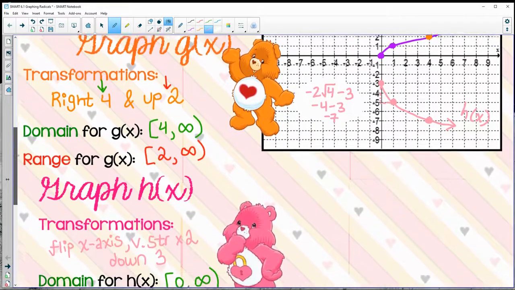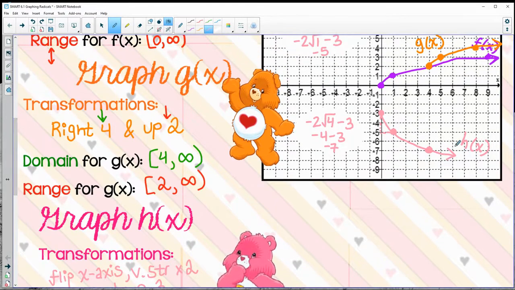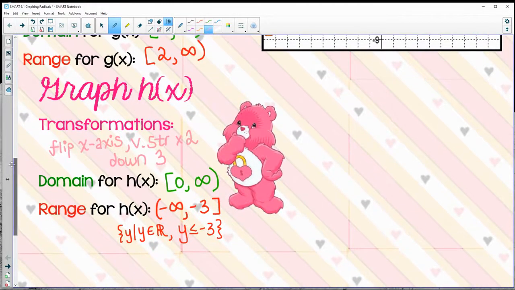All right, and I can see, okay, there's all my transformations, and there's where the range is. Bottom, so -infinity up to -3. But we can also see that the flip caused the y values and the down 3. So all of those changes happen to be there.